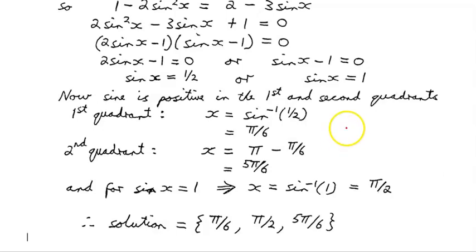If we were to plot the graph like this, there's 2 pi, this one is pi, and just here, that 1 is pi on 2. In the 0 to 2 pi range, that's the only value we get, this one here, pi on 2. So our solution is pi on 6, pi on 2, and 5 pi on 6. Okay, that's it.